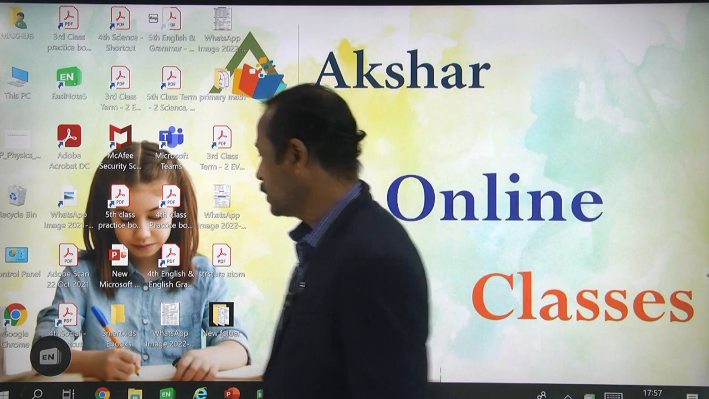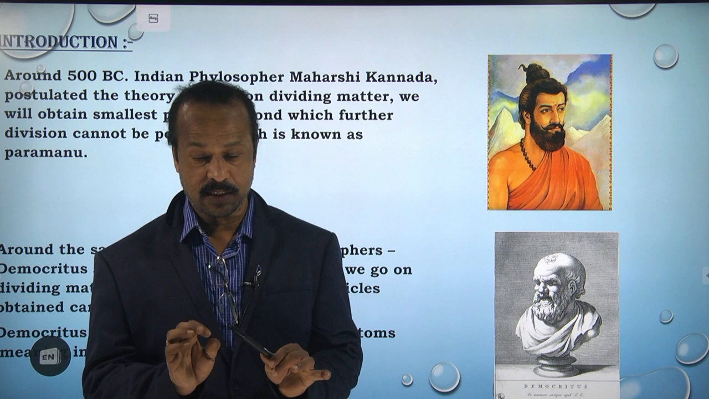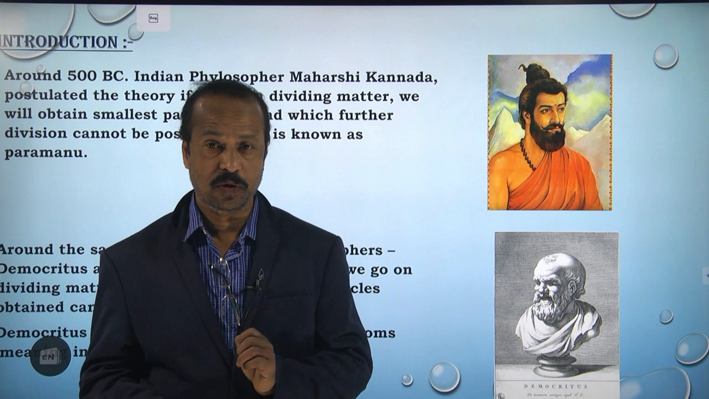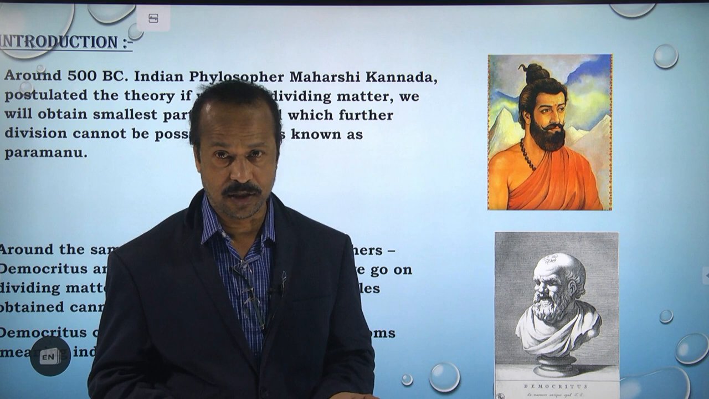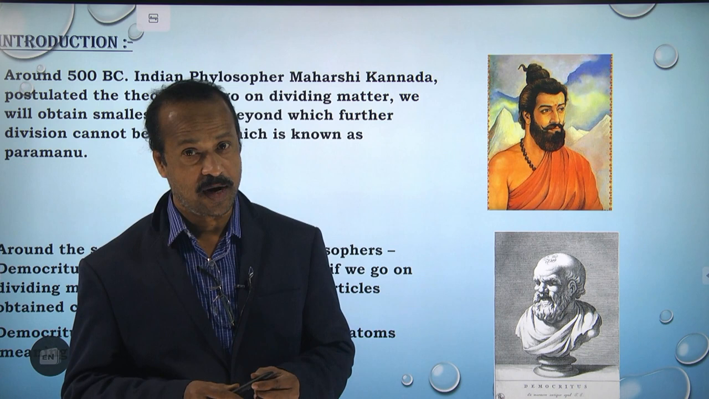Right. So the atoms and molecules, this was discussed: any matter is made up of tiny particles. If you take a matter and break it into two pieces, again break into two pieces, and keep breaking, finally a stage will come where we cannot break it. That particle is known as an atom. This idea was there in India also, where the smallest particle was known as a paramanu, and in Greek it was known as an atom. The meaning of atom is uncuttable or indivisible, right?